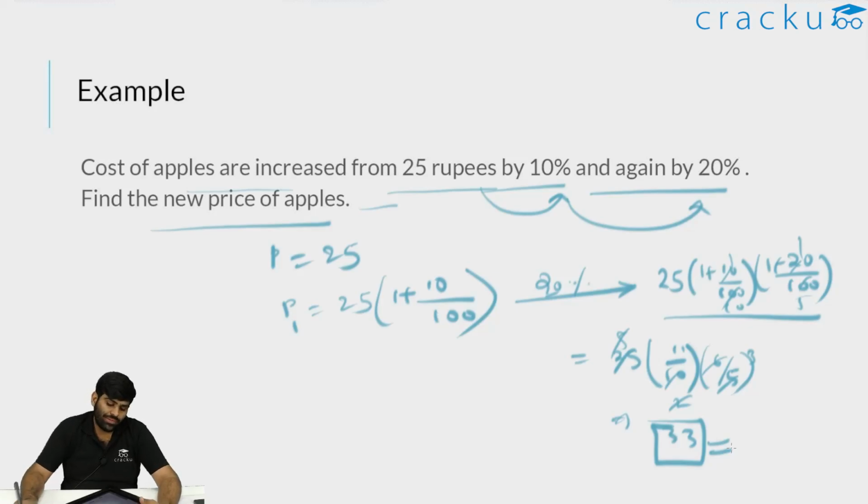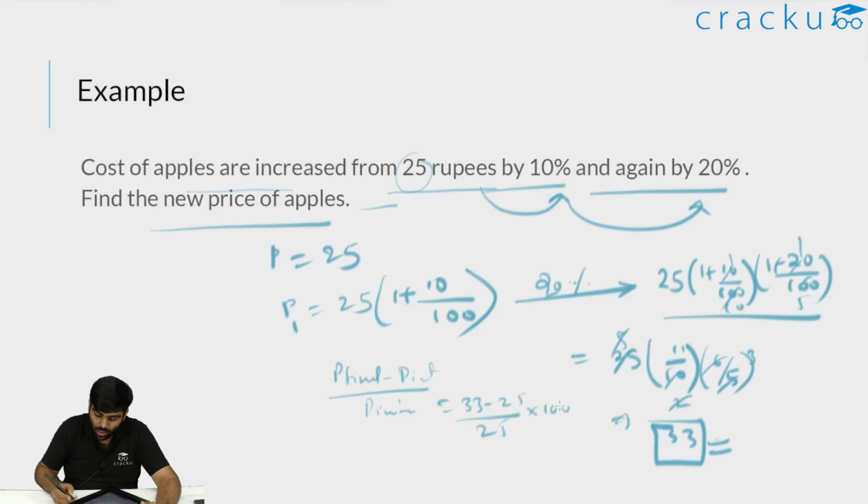If I ask you, after increasing first by 10%, then again by 20%, I got a final price, and the initial price is 25 rupees, what is the effective change in the value of price in terms of percentages? That is P final minus P initial by P initial. P final, I know, is 33, and initial is 25. So by 25 into 100, this will be the effective percentage change.